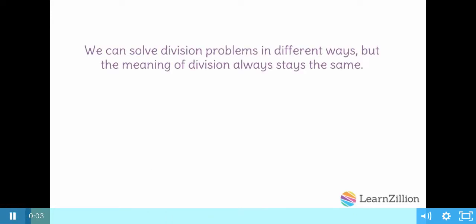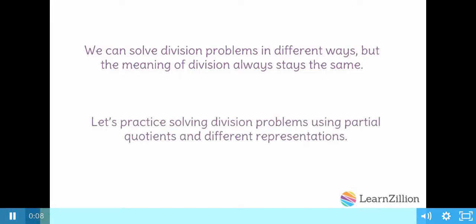We can solve division problems in different ways, but the meaning of division always stays the same. Let's practice solving division problems using partial quotients and different representations.